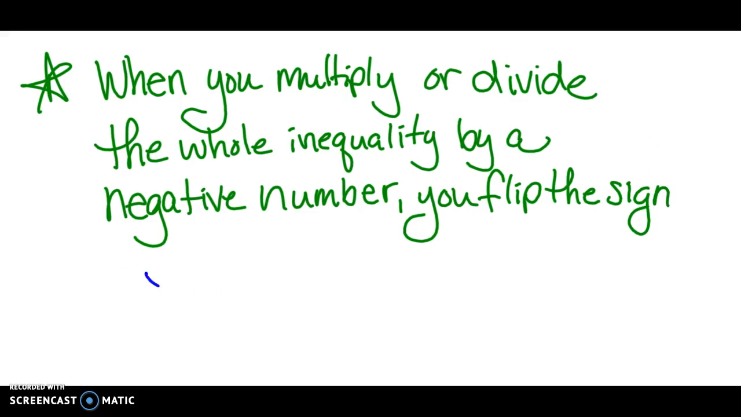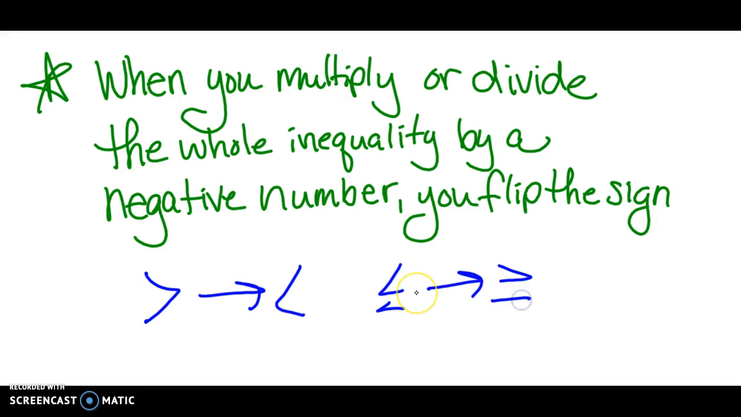So that means if it's greater than, it flips to less than. If it's less than or equal to, it flips to greater than or equal to. You need to memorize this.